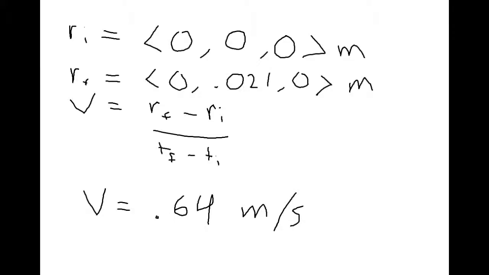Looking at our Tracker data, we can use that data to find a velocity for the skateboard. Taking the first 2 points, which are r1 and rf, we plug them into our equation of velocity, and we find that the velocity of the skateboard ended up to be 0.64 meters per second.